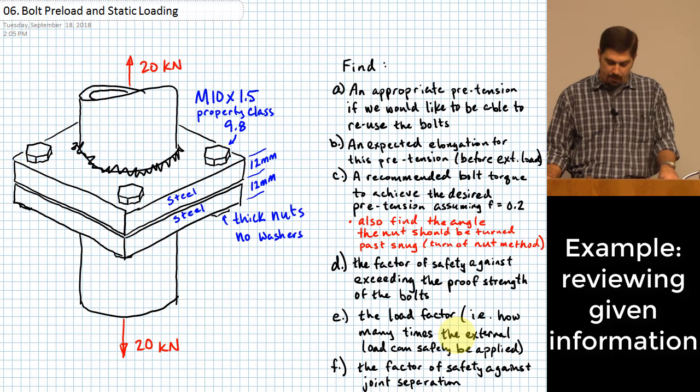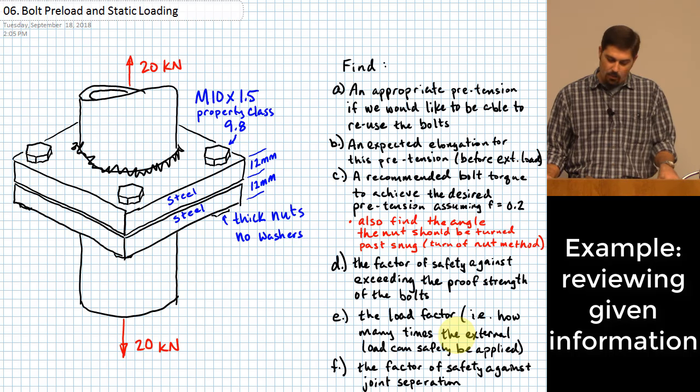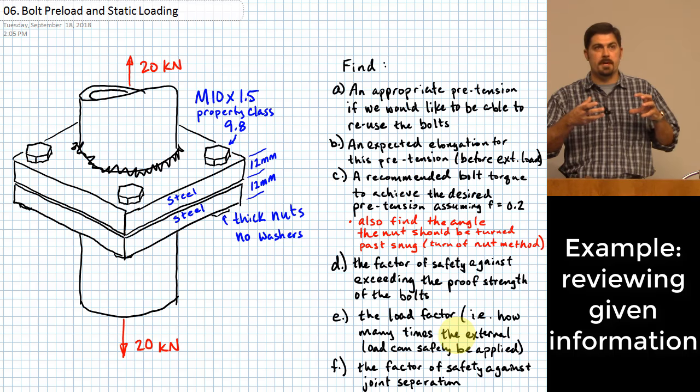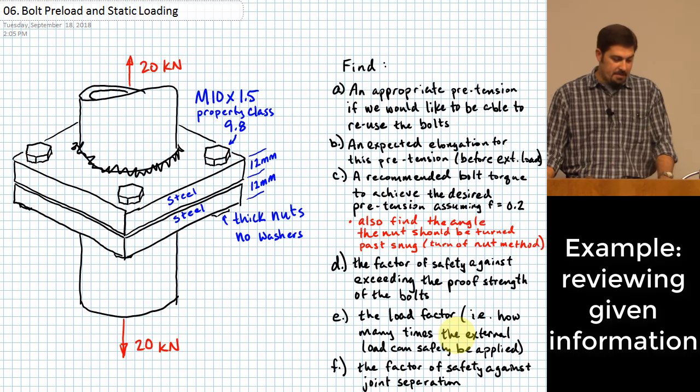So the task of part C is basically, how would you tell someone who was going to install these bolts how to achieve the pretension that you wanted to specify? There's two different techniques that are listed here. One of them is essentially using a measurement technique of torque on the bolt while it is being installed.